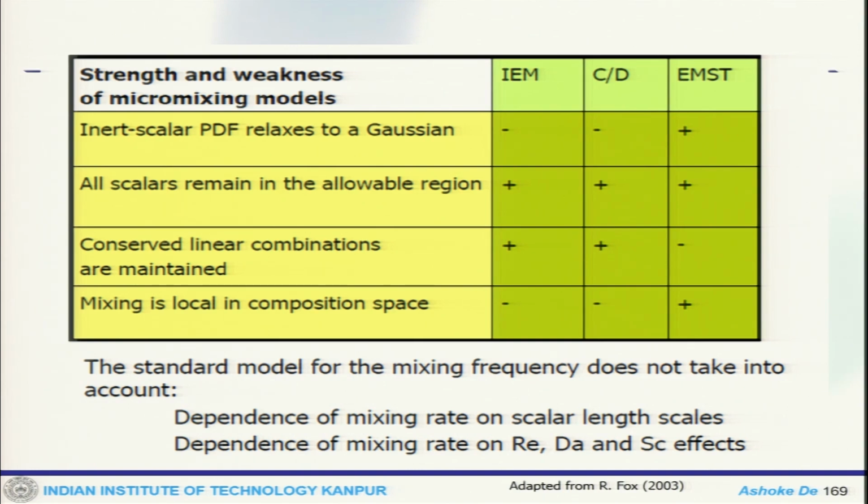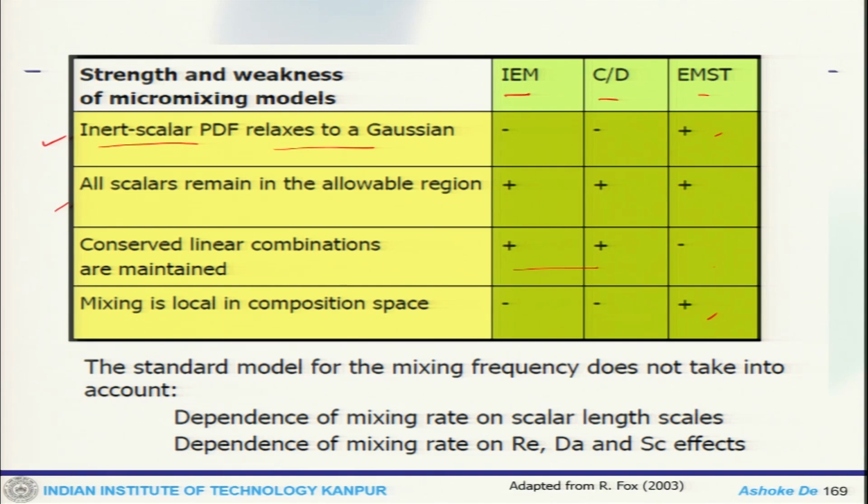Now if I just quickly put together the strengths and weaknesses of these micromixing models: there are IEM, CD and EMST. First point is inner scalar PDF relaxes to a Gaussian. This happens in EMST only. Then all scalars remain in the allowable region, that is true for all of them. Now the conserved linear combinations are maintained, that is maintained in these two, not here. Mixing is local in composition space, which is actually true for EMST.